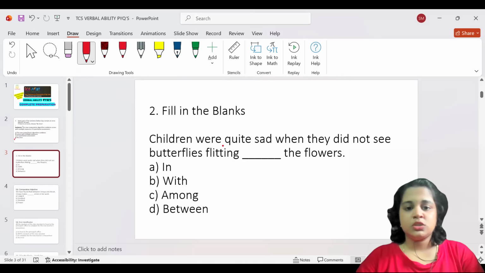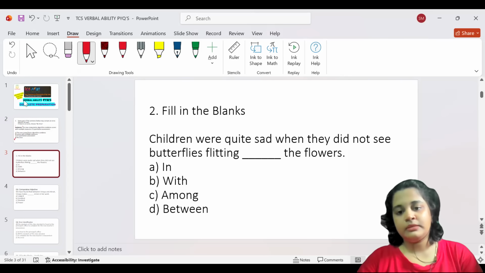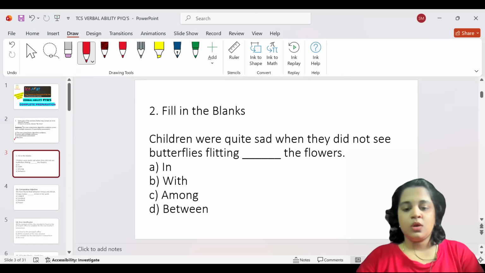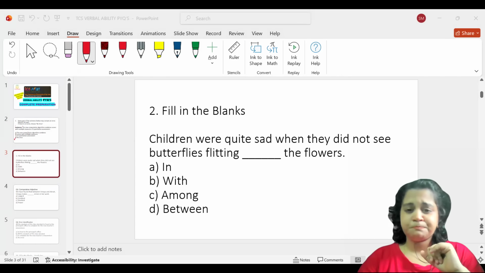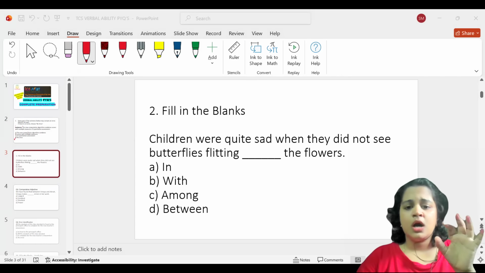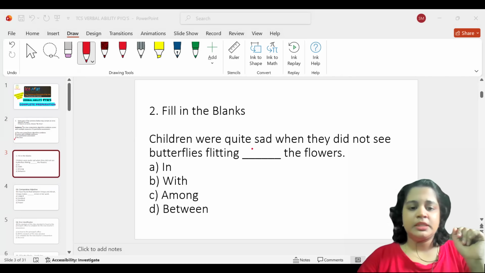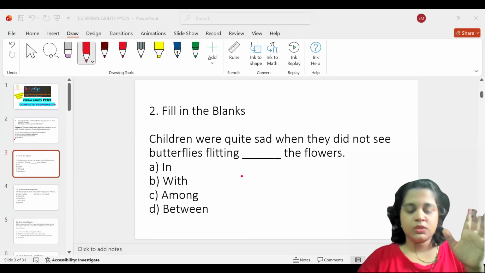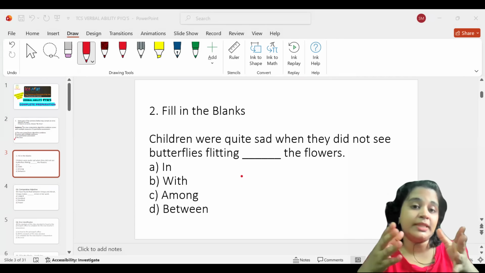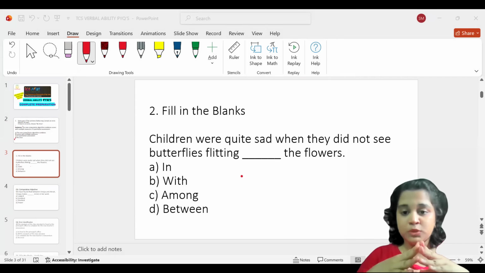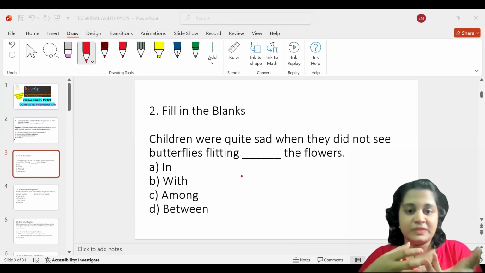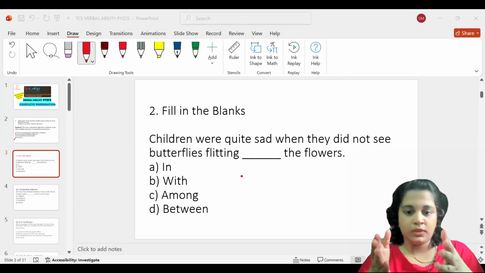Fill in the blanks. Children were quite sad when they did not see butterflies flitting blank the flowers. So, what is the most appropriate preposition that is going to fill into this particular blank? Anytime we are talking about two or more things, or the correct preposition, I think this would be perfect. The correct preposition for movement within a group of things or between any two things, right?